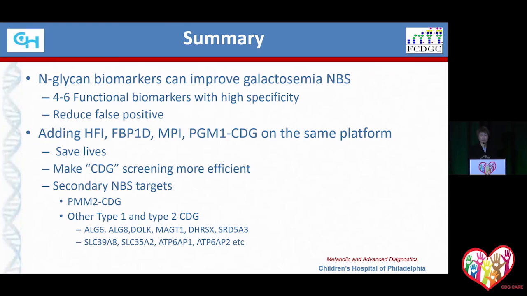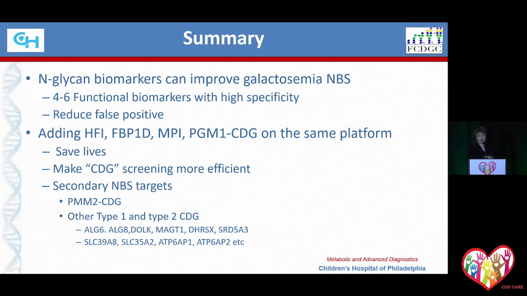So in summary, N-glycan biomarkers can improve galactosemia newborn screening. We can hopefully replace our current enzyme assay with 4 to 6 functional biomarkers with very high specificity and reduce false positives. We can add HFI, FBP1, MPI, and PGM1 CDG to the same platform, which will save lives, and we make the traditional CDG screening more efficient.